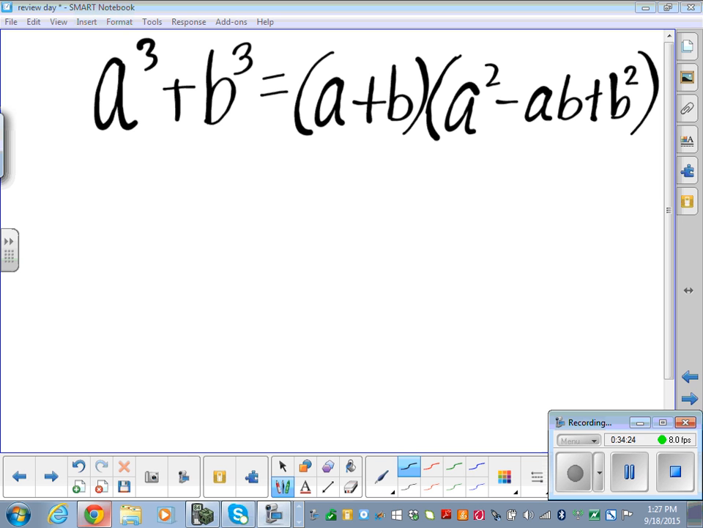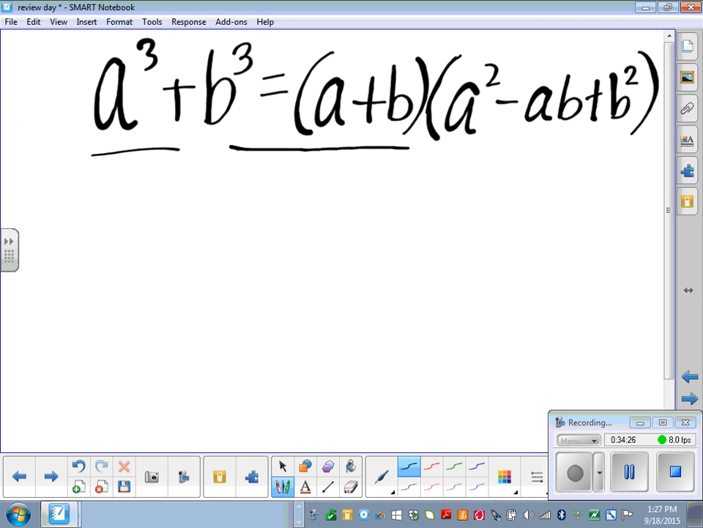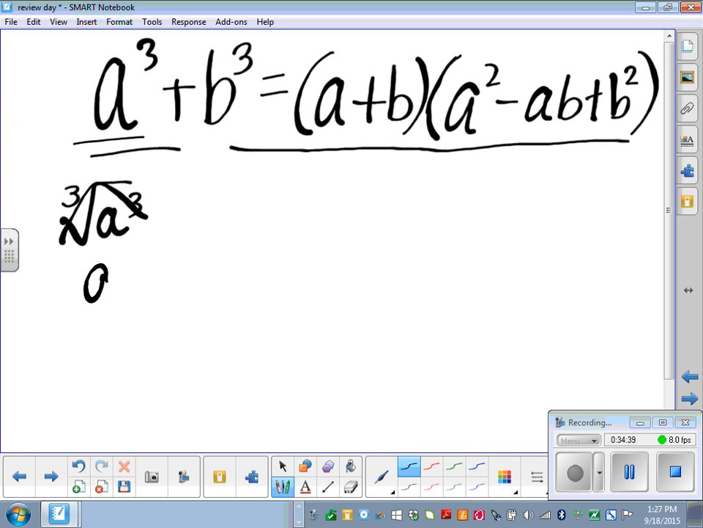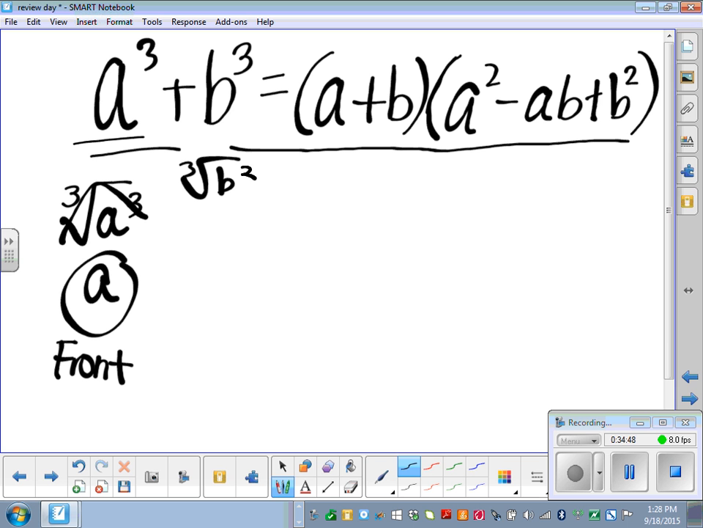Okay, so once again, I'm going to show you how to do this without having to have this memorized. It's the same thing, it's just writing it out. It's just thinking of it using that little trick I taught you. So to find the front term, you'll take the cube root of the front thing here. So the cube root of a cubed, our root cancels out our power. Our front thing is a, and then our back thing is the cube root of the back term, the cube root of b cubed, our root cancels out with our power, so our back term is b.